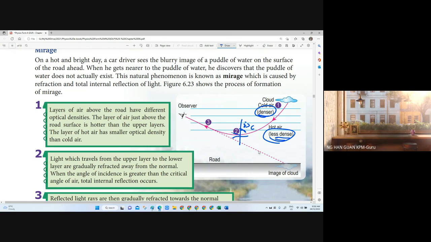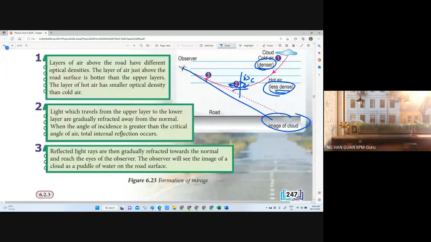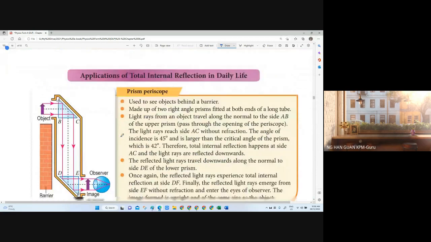So the total internal reflection occurs. That's why it will be bent upwards. So it will bring the light from far away into our eyes. Okay, and then we see the image in a straight line. So that's why a virtual image appears here. Right, so that is a mirage due to the total internal reflection that occurred.